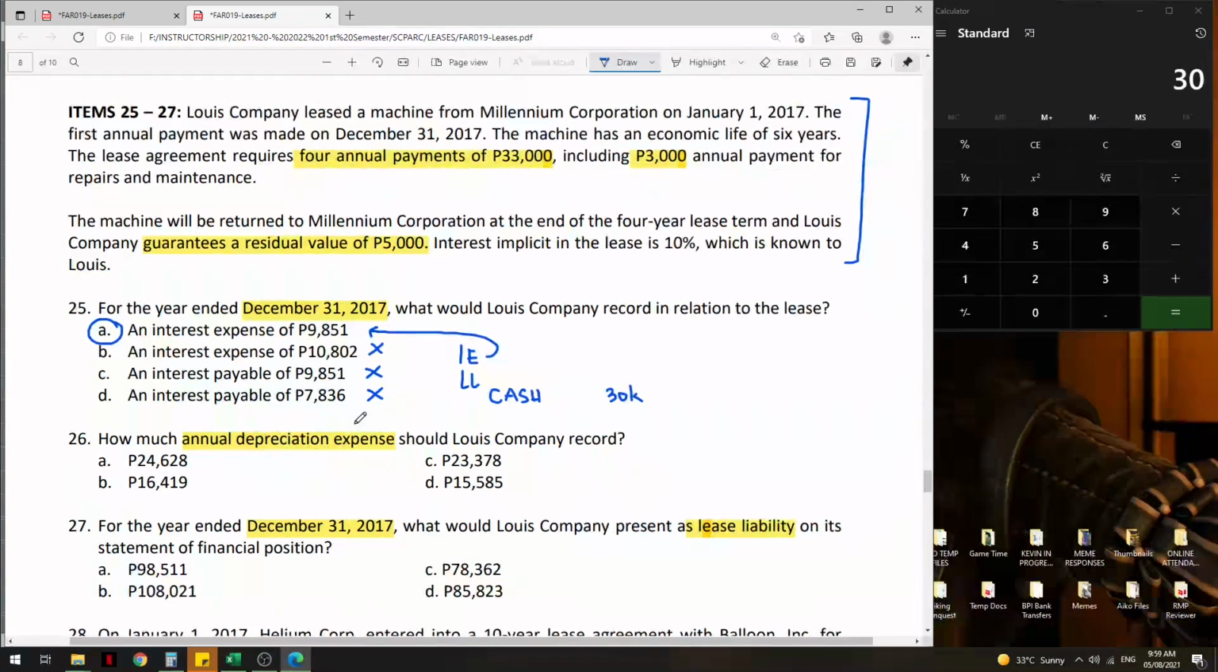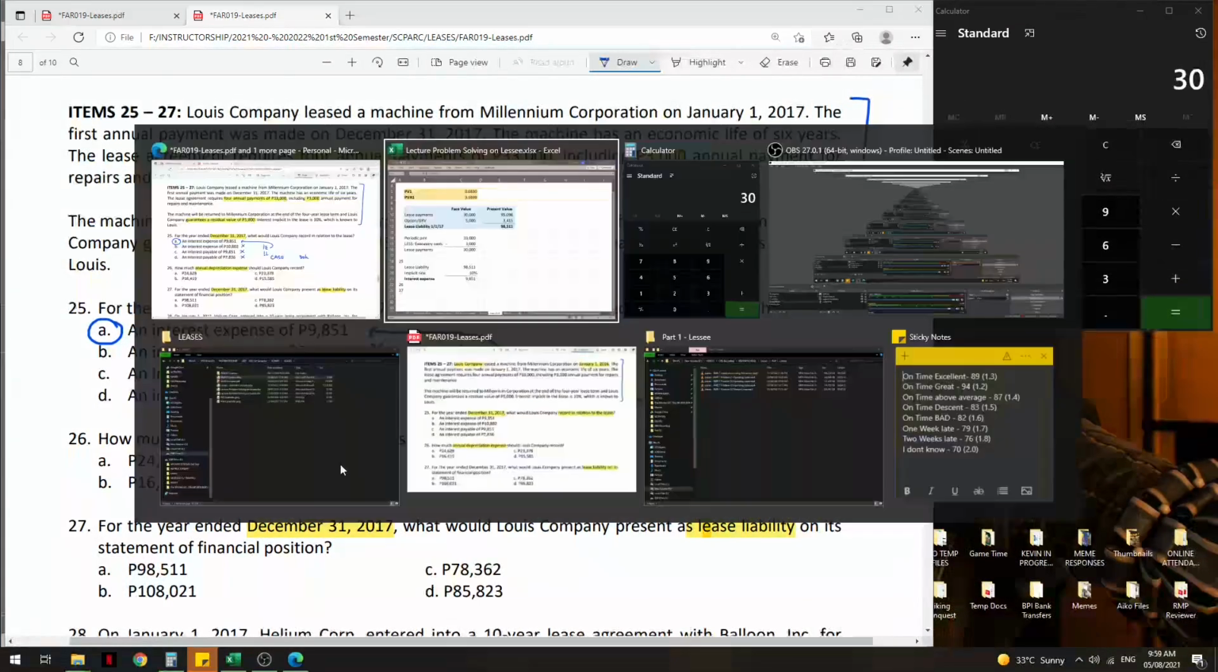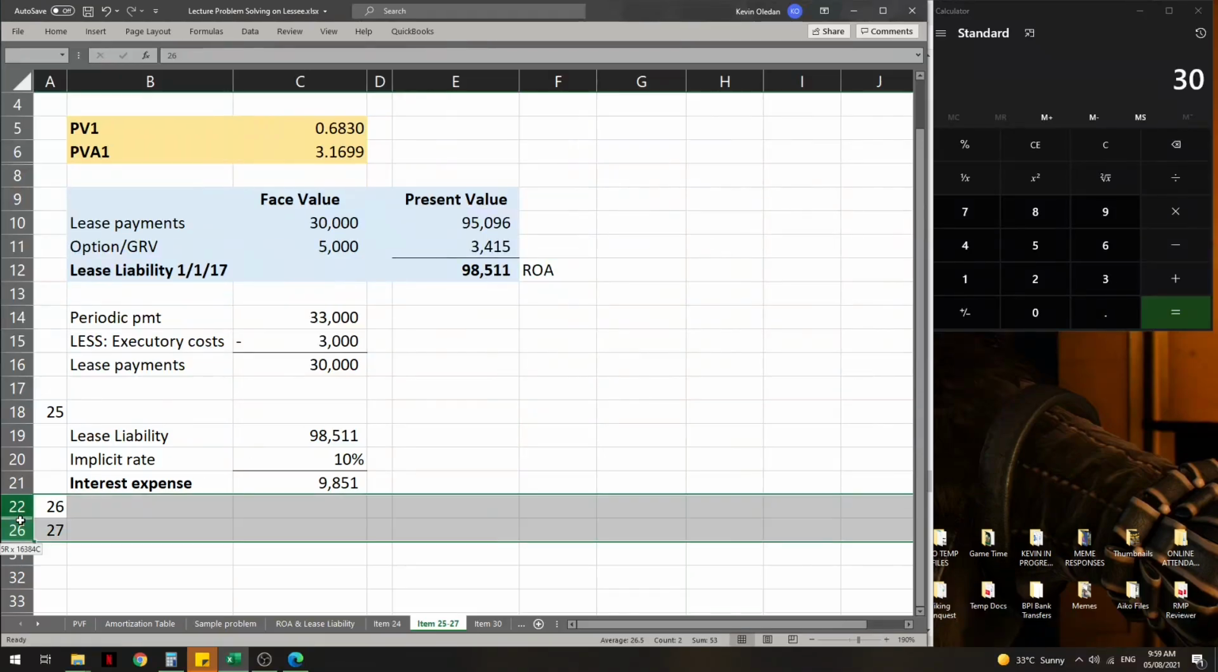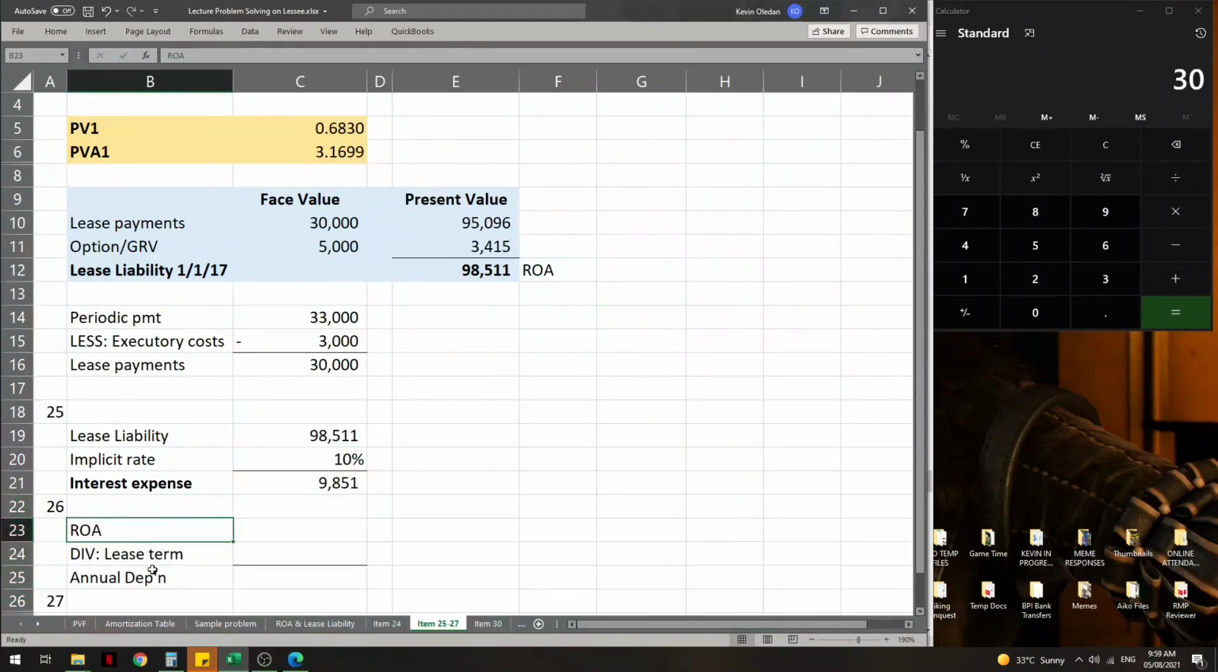The next item is annual depreciation. Balik tayo sa solution guide natin. Our lease liability on January 1 is 98,511. And you know that this is included in our computation of right of use asset, di ba? Namely, the right of use asset will have the following items in its composition.